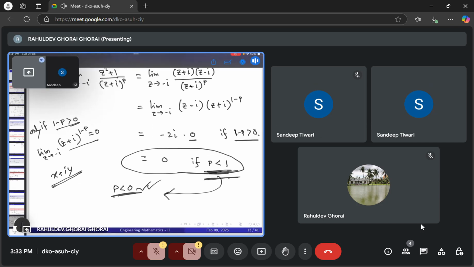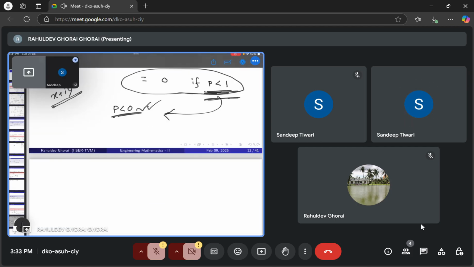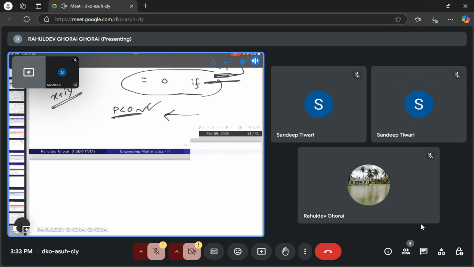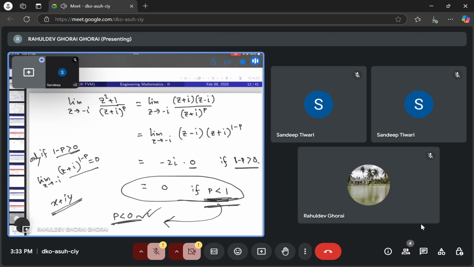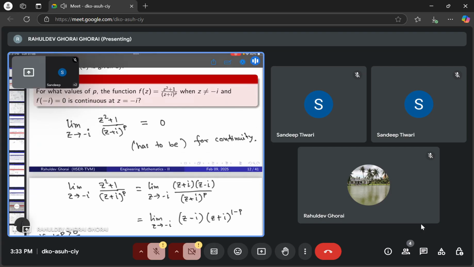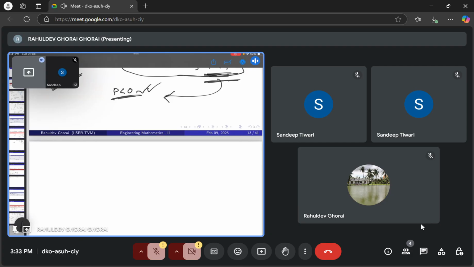For differentiability, it will be a little bit different. Okay, this is okay, right? Then the solution will be this will be 0. So what were the values? The values are p is less than 1, strictly less than 1.